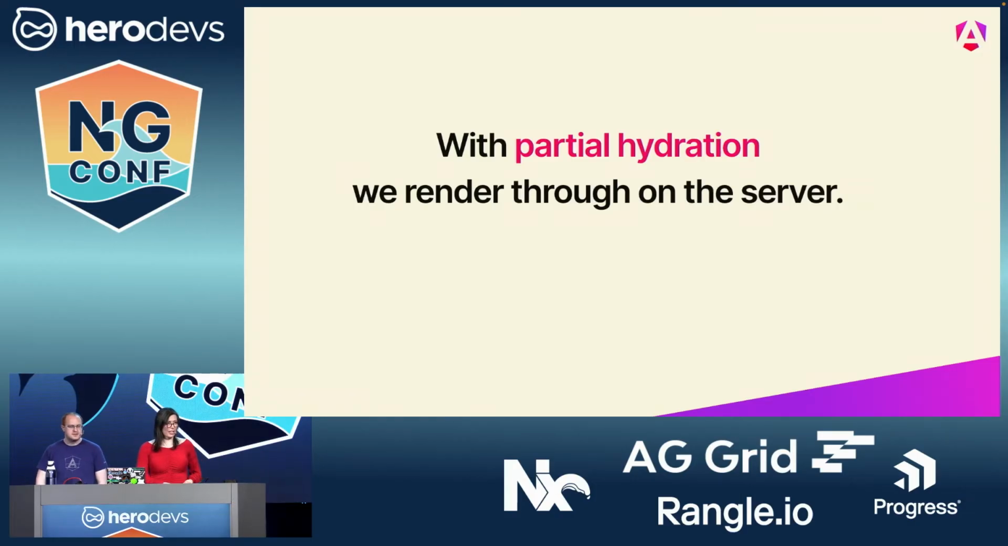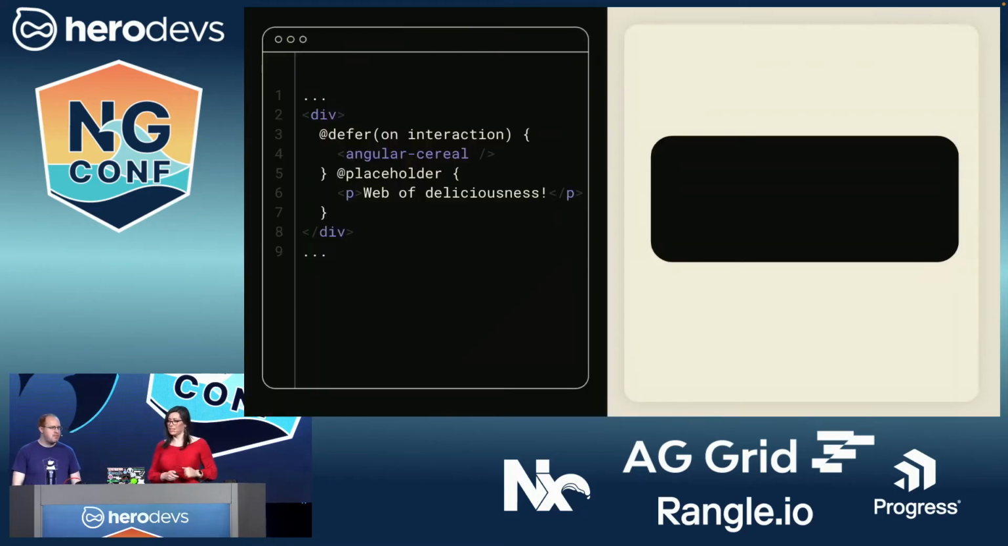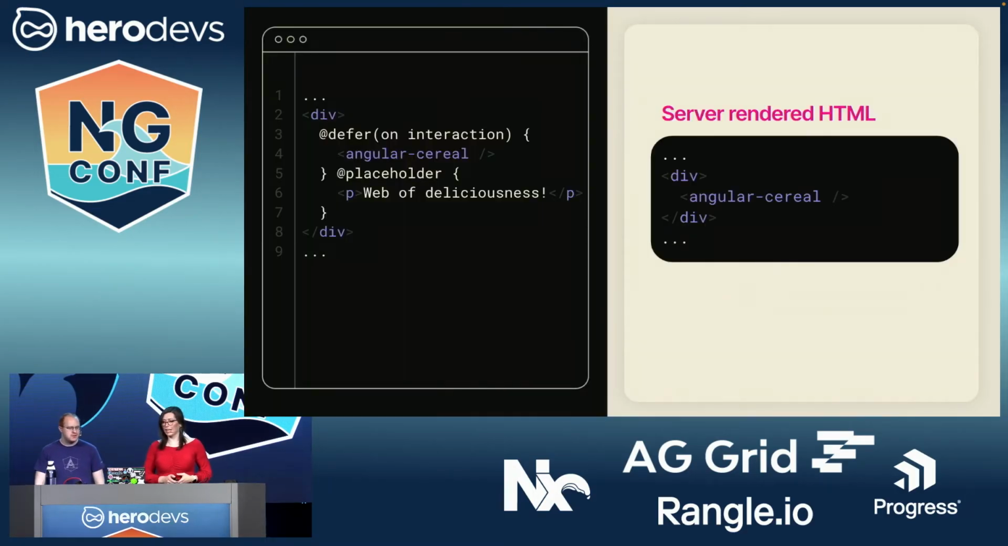The difference with partial hydration is we're actually going to render through to the main template of that defer block on the server instead. So rather than having that placeholder content, in the same example, we're actually going to get the main deferred template loaded. And the really awesome thing is when this hits the client side, those dependencies are still deferred. So it's still not included in the main bundle. And so essentially what happens here is that main template becomes your new placeholder.